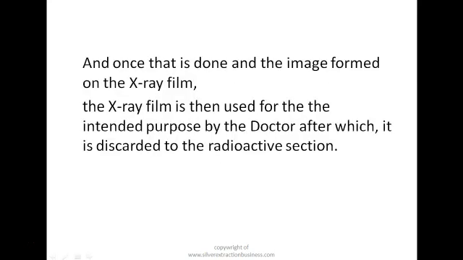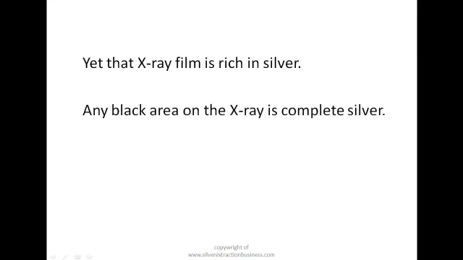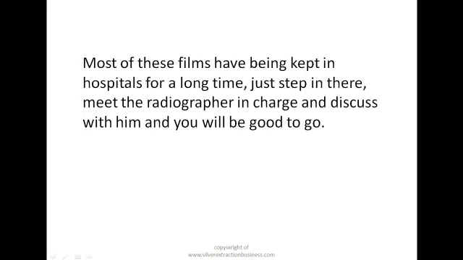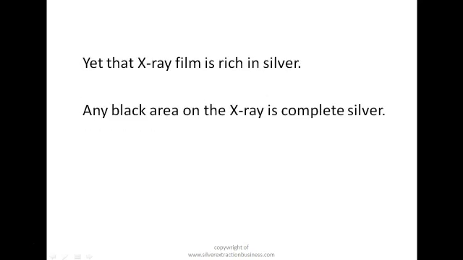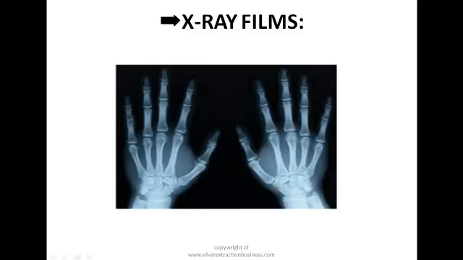Okay, now once the image is formed on the X-ray film, the X-ray film is then used for the intended purpose by the doctor, after which it is discarded to the radiography section. Now, that X-ray film is rich in silver. Any black area on X-ray film is complete silver. Take a look at the black areas you see here. These black areas are actually silver, and that's what we're talking about.